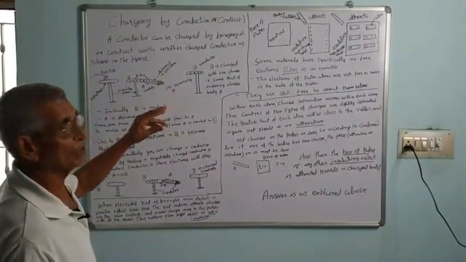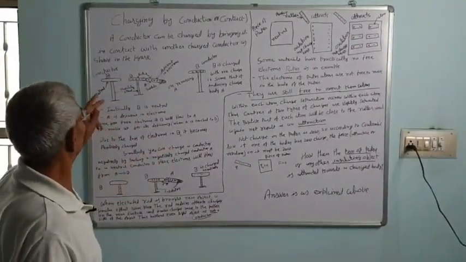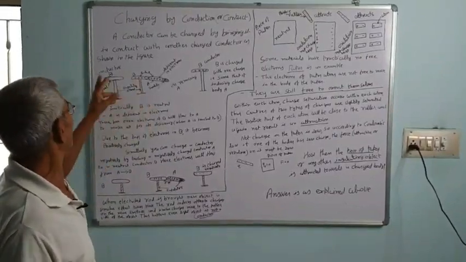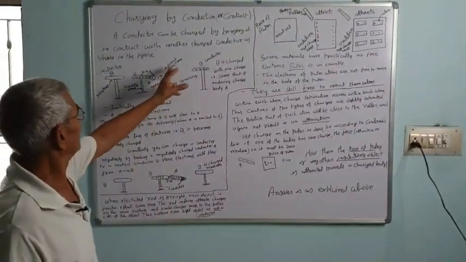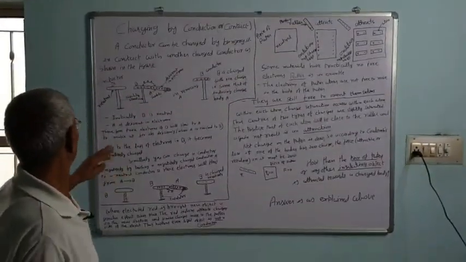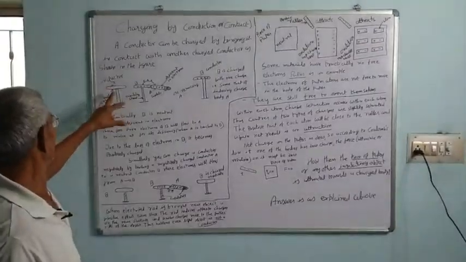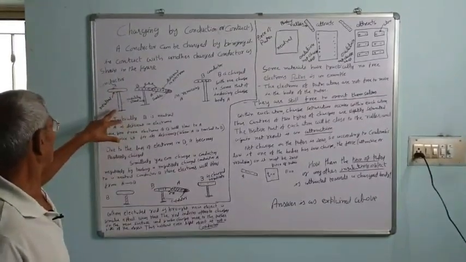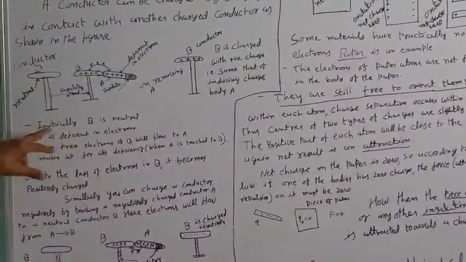By conduction or contact. A conductor can be charged by bringing it in contact with another charged conductor, as shown in the figure. Consider a conductor B mounted on an insulator stand, as shown in the figure. Initially B is neutral.